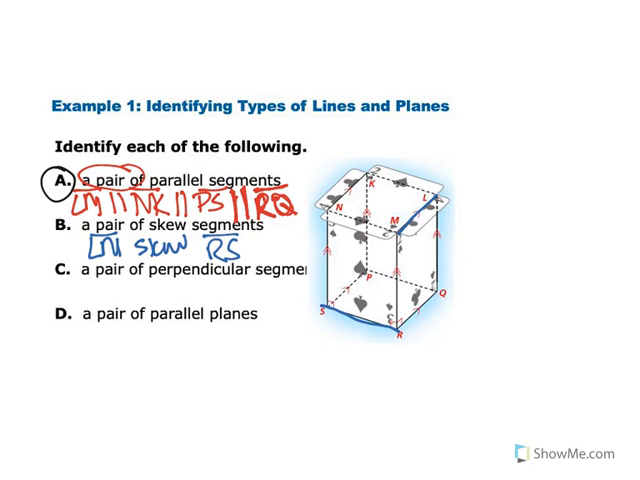You could have said PQ. You could have said KN and RS. There's lots of choices here, okay? So be careful with that. You don't have to name them all. You just need to name what it asks for, a pair.